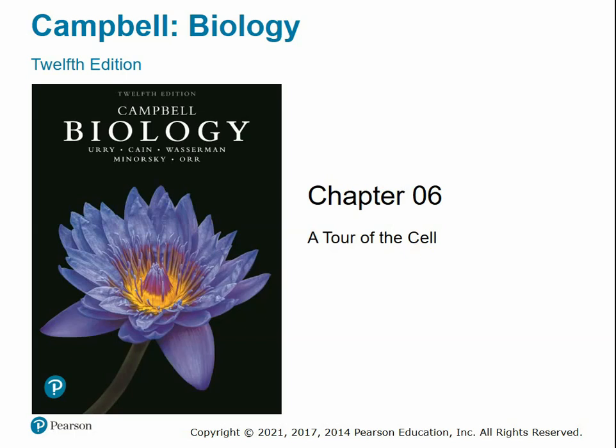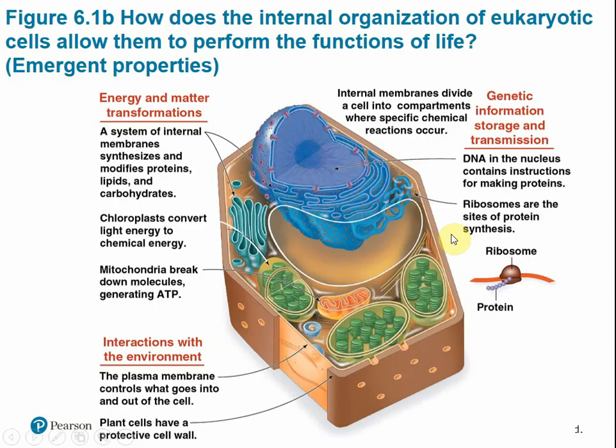This is Chapter 6, A Tour of the Cell. In this chapter, we will look at how the internal organization and structure of cells allow them to perform and carry out these vital functions of life, or those emergent properties that we talked about. So how do the individual parts of a cell come together as a whole to keep life functioning?